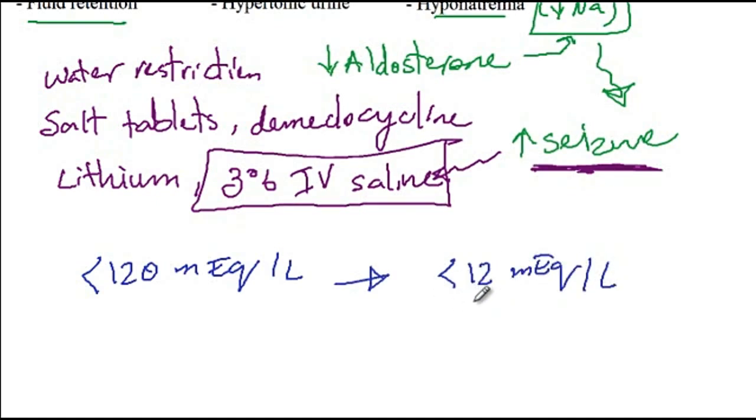And so let me ask you a question. Why is it that you have to set your correction rate at less than 12 milliequivalent per liter in 24 hours? What happens if you go faster than that rate? Let's say you correct that for like 30 milliequivalent per liter in 24 hours. What is a complication that may arise in these patients? So there would be osmotic demyelination syndrome, the other name for which is the central pontine myelinolysis.